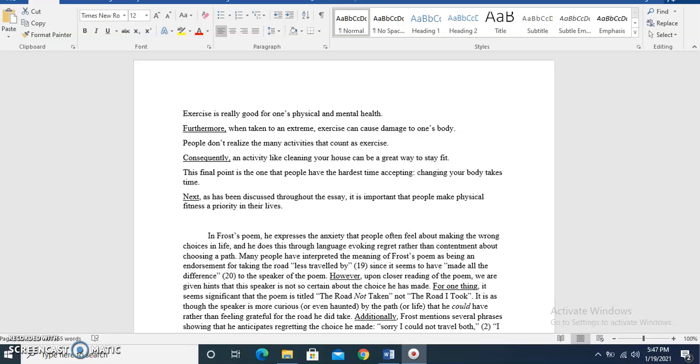We have these clues like this final point, and then in the second sentence, as has been discussed throughout the essay. Those are both common clues that the writer's trying to conclude, right? Or shut down some discussion. So if that's the case, next is not really appropriate here, right? Next implies that you're going to continue on. Whereas if you're concluding, you'd want to use a transition like overall or in the end or even in conclusion.